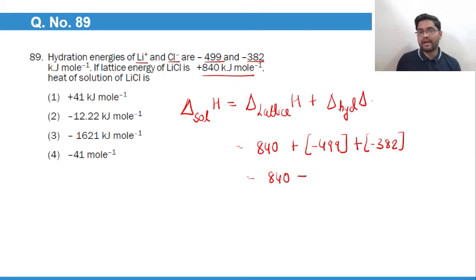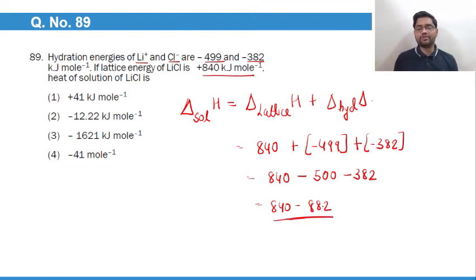So that is equal to 840 minus 499. Let us take it 500 approximately, and this is minus 382. So that is 840 minus 882. So that is around 42. I have increased one, so I can decrease one. So 41 around. Okay, and that too negative 41. So we'll go with option number 4.